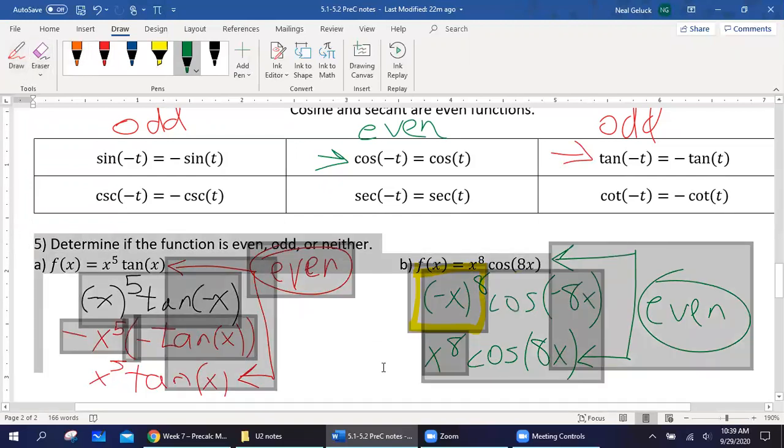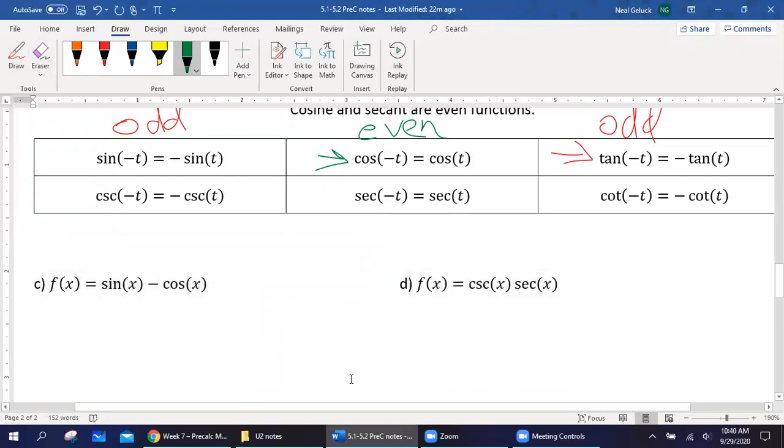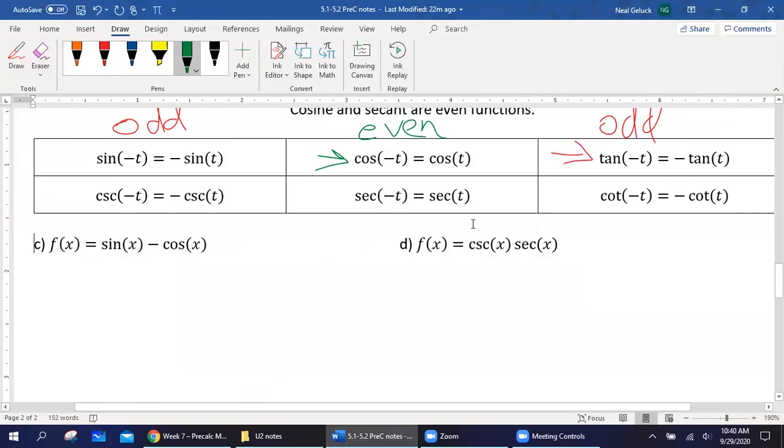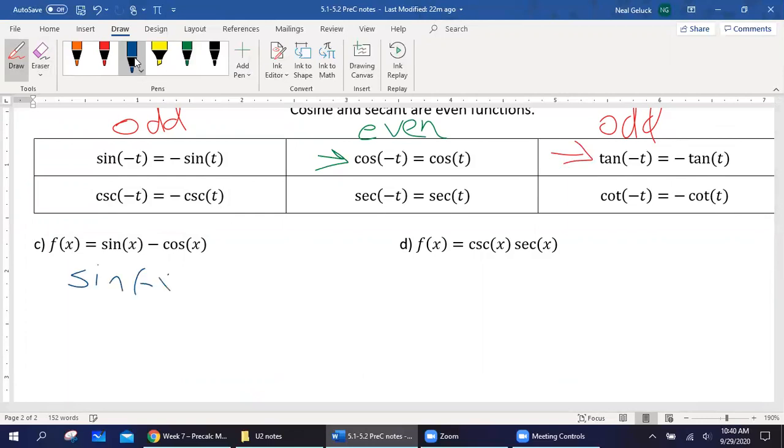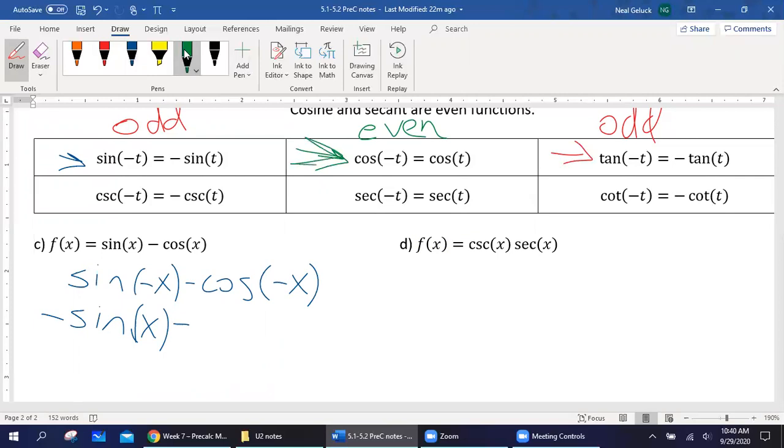I'm going to bring these up so we can see them and keep using this table. All right, again, the test is replace the variable with a negative. So this would be sine negative x minus cosine negative x. Sine is an odd function, therefore replacing it with a negative would bring the negative out. I still got a minus sign in between. Replacing cosine with a negative, though, doesn't do anything. The negative disappears.